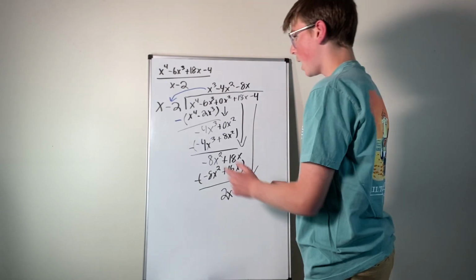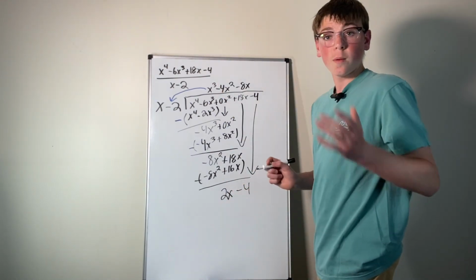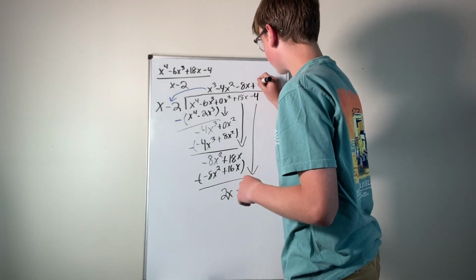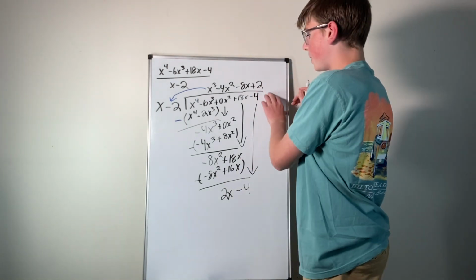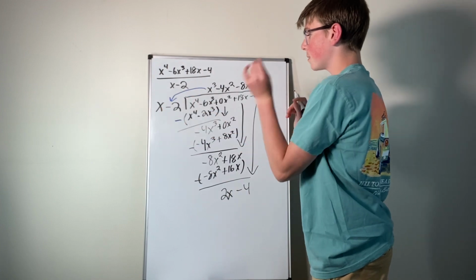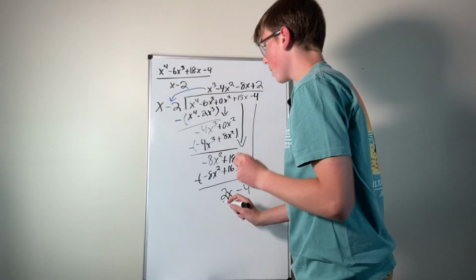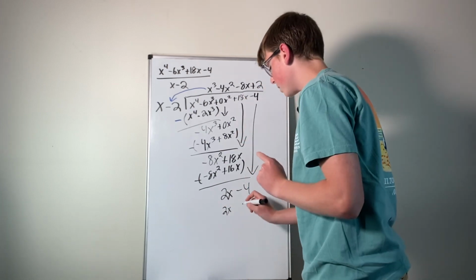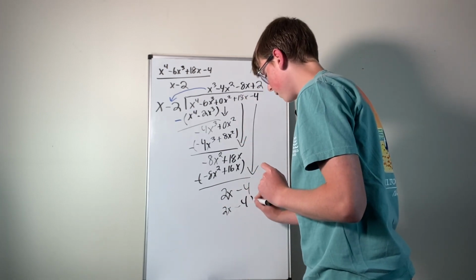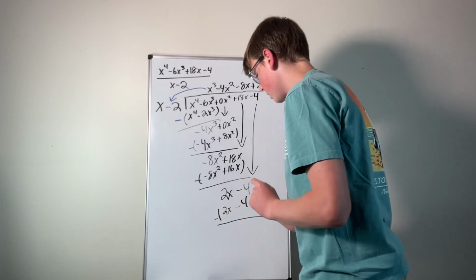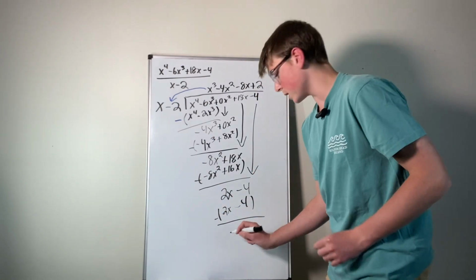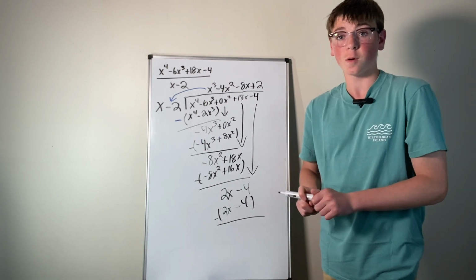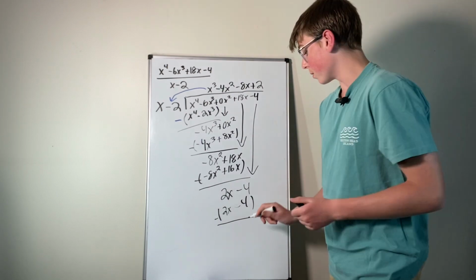2x minus 4. How many times does x go into 2x? Well, x goes into 2x 2 times. So we do a plus 2 here. Then we multiply 2 times x minus 2. So 2 times x is 2x. 2 times negative 2 is, well, negative 4. Then we subtract these, and we'll get 2x minus 2x is 0. And negative 4 minus negative 4 is negative 4 plus 4, which is 0.